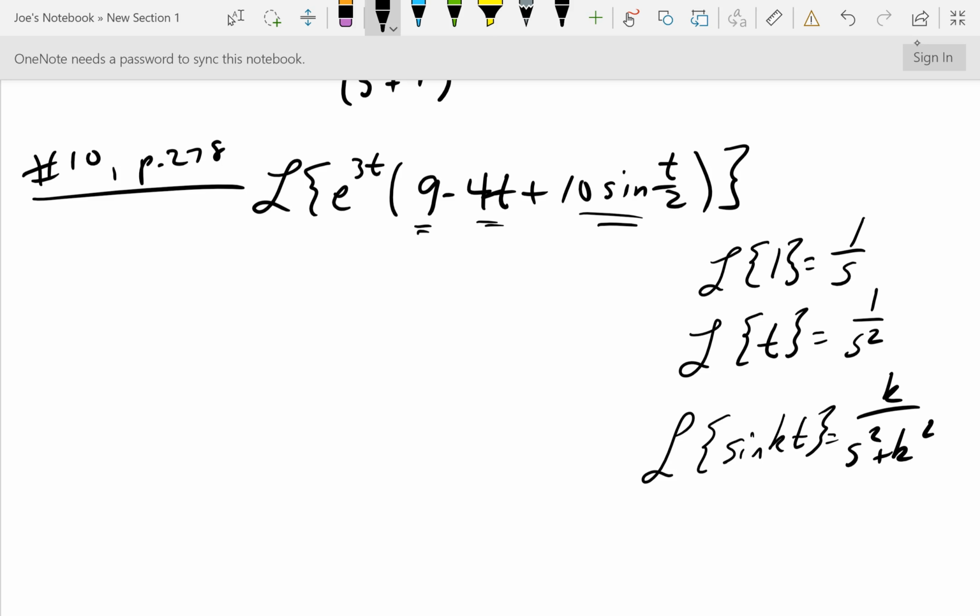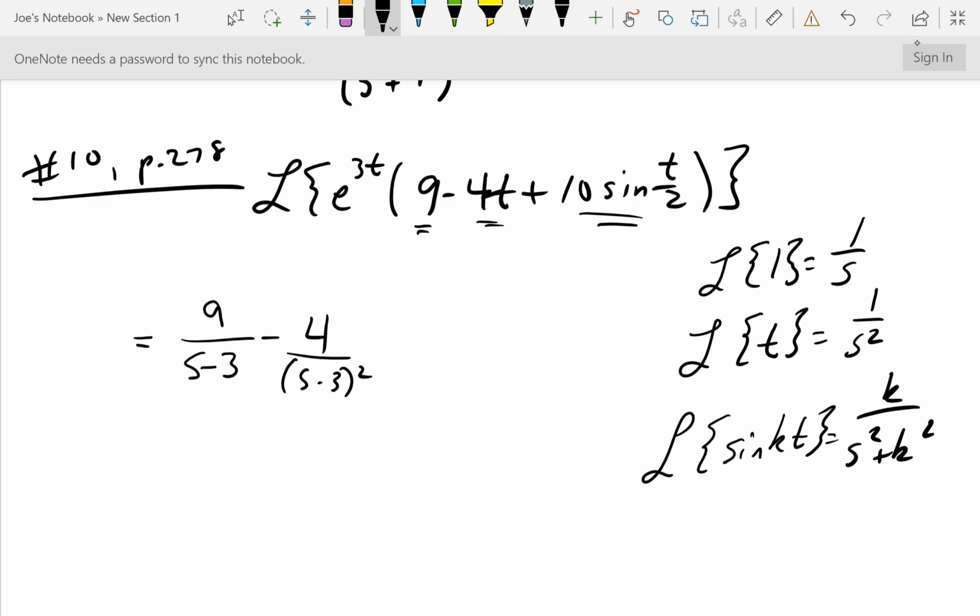And just like in the last problem, we have e to the 3t. We know that 3 is a shift along the s-axis. It's going to shift it right 3 units, or we're going to subtract 3 off the s everywhere we see s in the Laplace transform. So in this particular one, we'll get 9 over s minus 3. Again, the 9 is because the constant pulled out. The Laplace transform of 1 is 1 over s, and we're replacing the s with s minus 3. The next one will be minus 4 over s minus 3 squared.